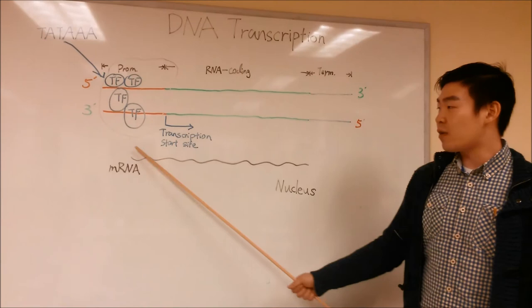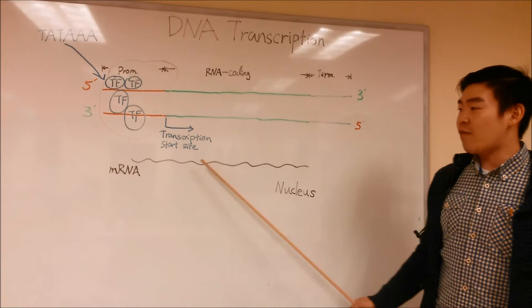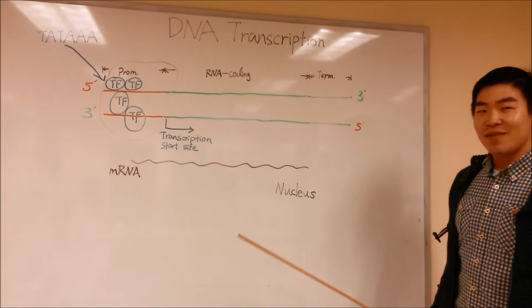Once the transcription bubble has moved along the strand all the way to the termination site, they will be released. By that time, you will have a complete mRNA molecule. And this mRNA strand will be exported outside of the nucleus for translation.